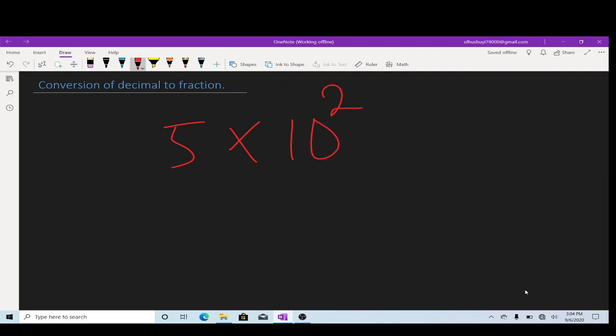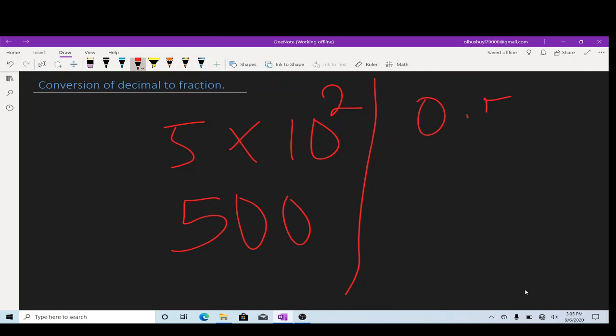one of the ways you just do this: how many tens do you have here? You have 2 tens. That means it represents 2 zeros. You have 5, 0, 0. These are short approaches to calculate or multiply if you are dealing with numbers in power of 10. The same thing if you have 5 alone, a whole number, then times 10 raised to power of minus 2.